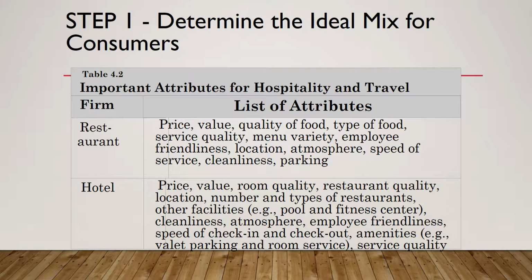The hotel industry, for example, whether you have a pool or fitness center, might be of particular importance to a particular market that you're trying to reach, a target market that you've selected and that you're focusing your campaign upon.